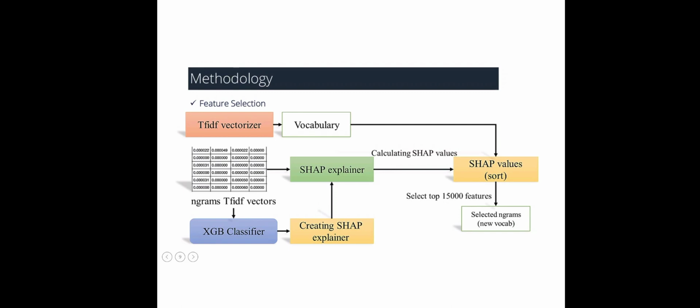After performing experiments with various values to select the top D features based on SHAP values, we decided to select 15,000 n-grams for each primary feature n-gram.